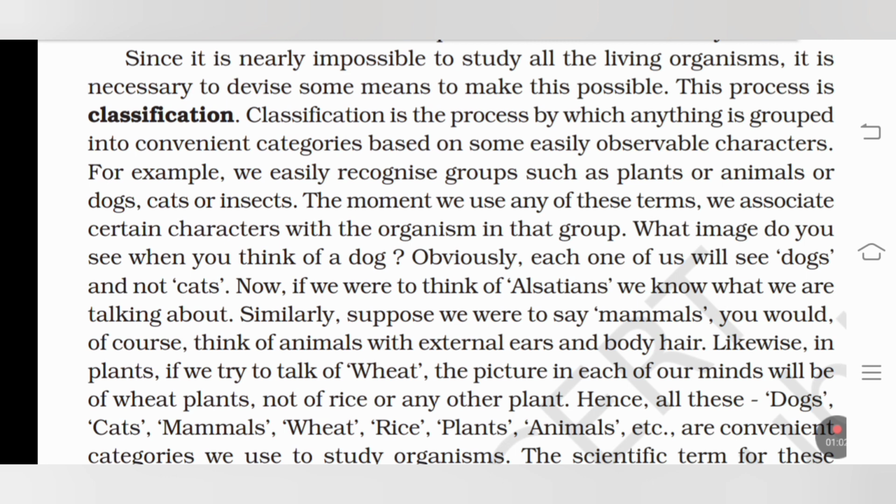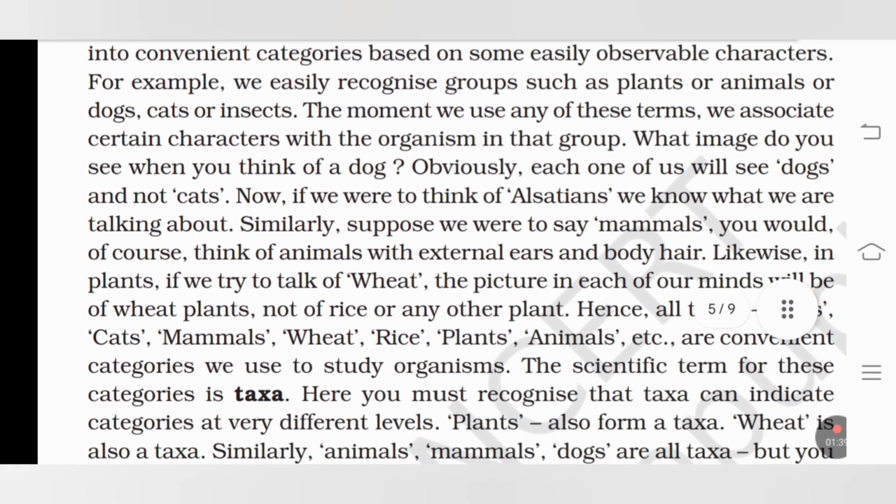What image do you see when you think of a dog? Obviously, each one of us will see a dog and not a cat. Now, if we were to think of elasticity, we know what we are talking about. Similarly, suppose we were to say mammal, you would of course think of an animal with external ears and body hair. Likewise in plants, if we try to talk of wheat, the picture in each of our minds will be of a wheat plant, not of rice or any other plant. Hence all these, dogs, cats, mammals, wheat, rice, plants and animals etc., are convenient categories we use to study organisms.